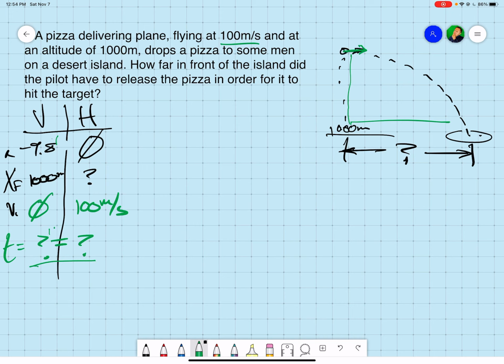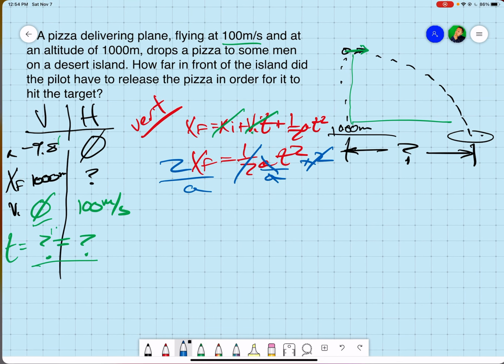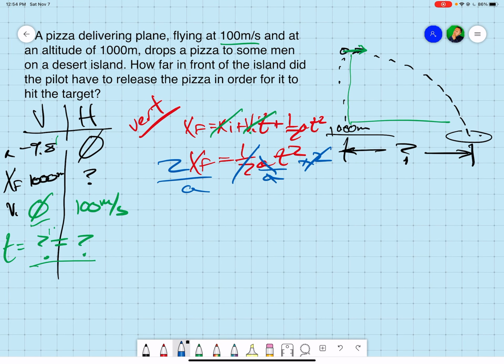All right. I can do a little bit of algebra. Multiply both sides by 2. Divide both sides by A. So far I have T squared is equal to 2XF over A. I square root both sides. I have T is equal to the square root of 2XF over A. All right, I can plug in those numbers now. So that's going to be equal to the square root of 2 times 1,000 divided by negative 9.8.